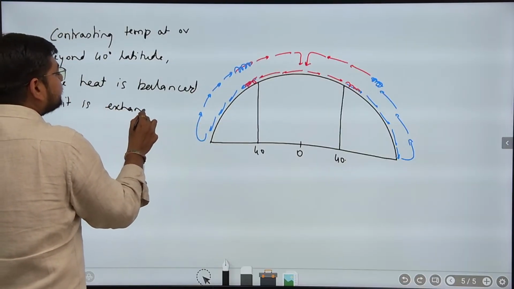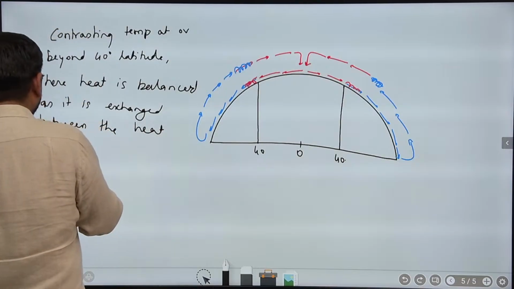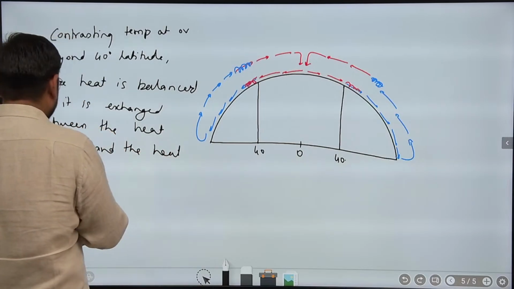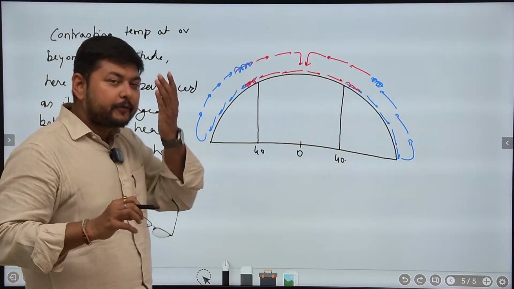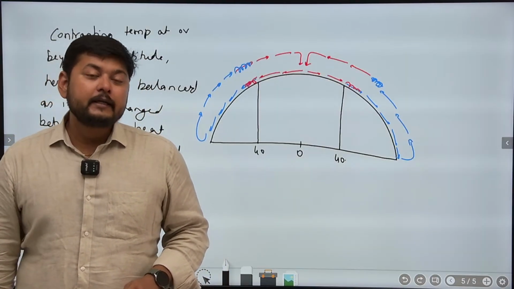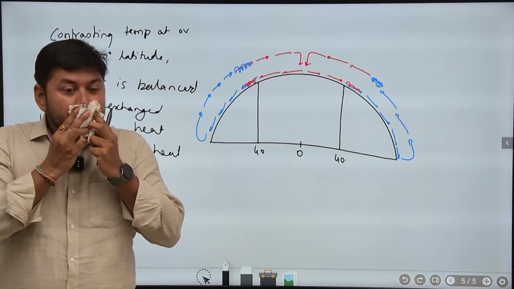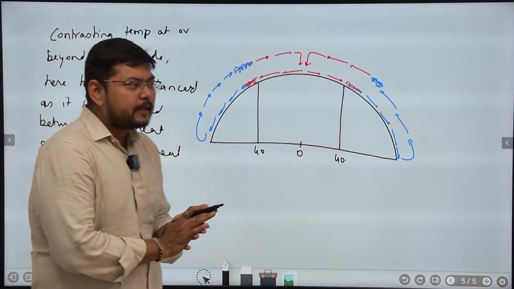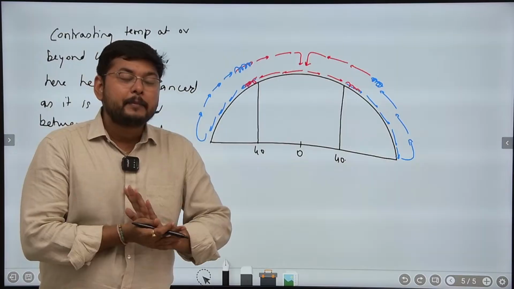It is exchanged between the heat surplus and the heat deficit regions of the Earth. Thus the temperature of Earth is maintained over the different latitudes and different regions. This is the actual phenomenon taking place. Now the question arises: how is the heat being exchanged and balanced, or the heat budget balanced in this case?